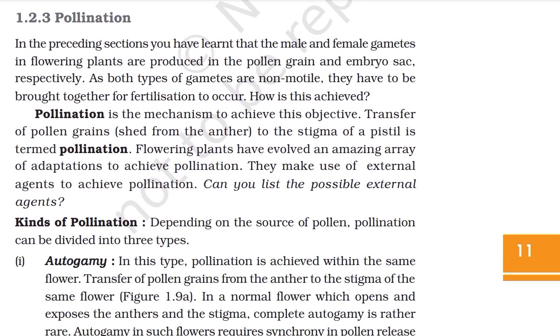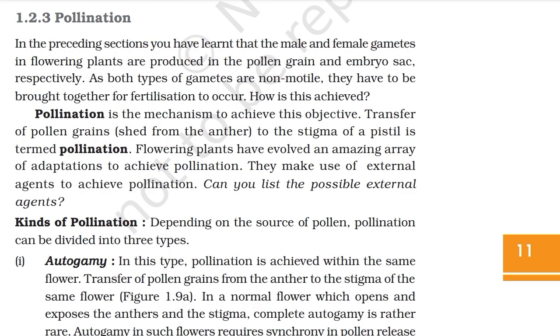Pollination. In the preceding sections, you have learned that the male and female gametes in flowering plants are produced in pollen grains and embryo sac, respectively. As both types of gametes are non-motile, they have to be brought together for fertilization to occur. How is this achieved? Pollination is the mechanism to achieve this objective. Transfer of pollen grains shed from the anther to the stigma of a pistil is termed as pollination.